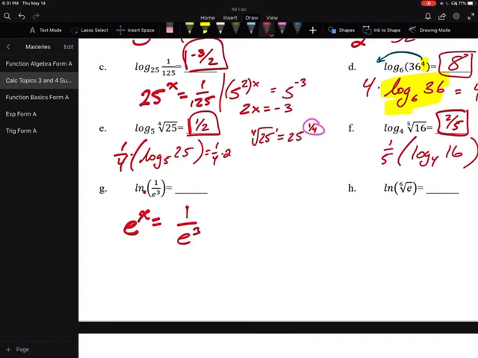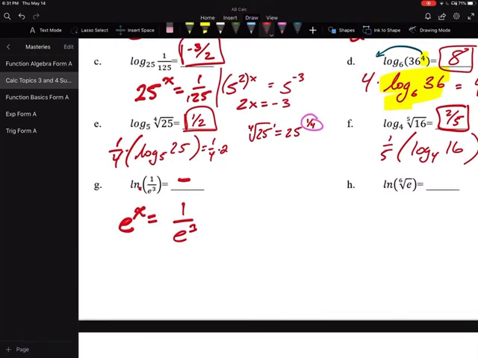Using all our properties of exponents, if I want a term to go into the opposite side or the denominator, we're going to have a negative exponent. So we already know it's going to be negative. And then the exponent has to be a 3 in order to make that e to the third on the bottom. So then the answer is -3.